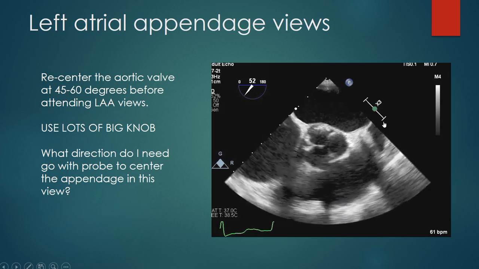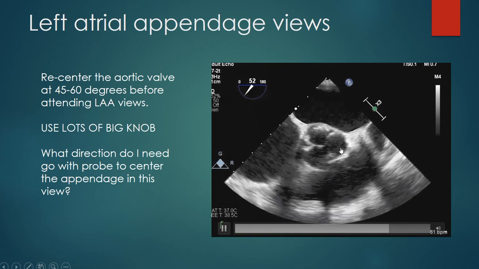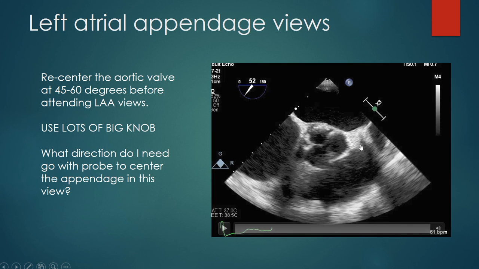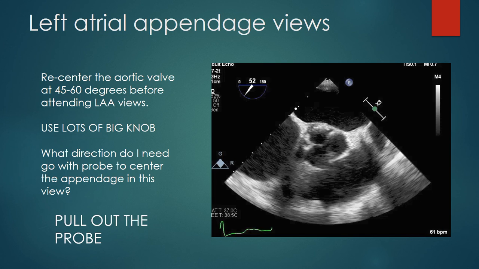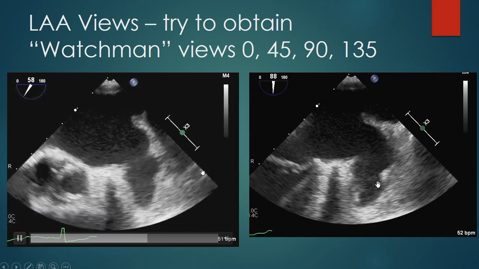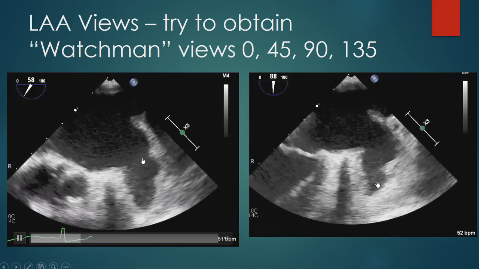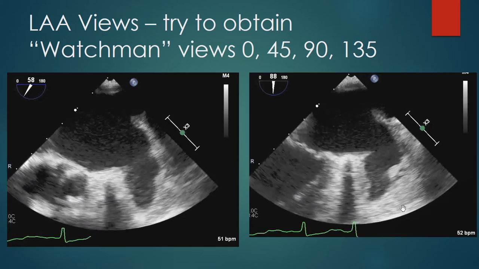So if it structures over here, we need to pull out the probe, and we need to use your big knob to try to open up that appendage and roll a little bit towards the patient or in a counterclockwise fashion. So this is how we obtain our Watchman views. I try to obtain 0, 45, 90, and 135 in case the patient ever needs to further undergo Watchman.